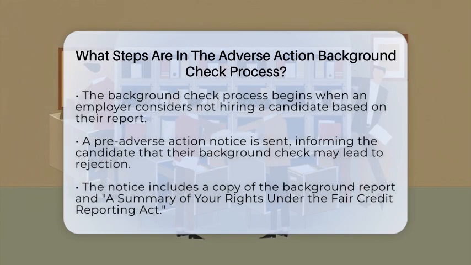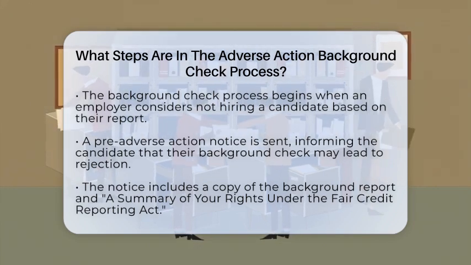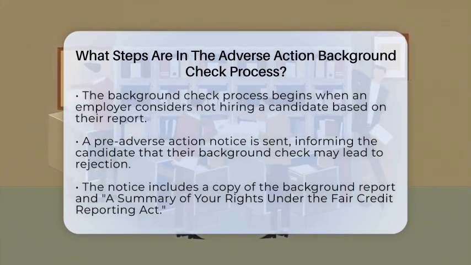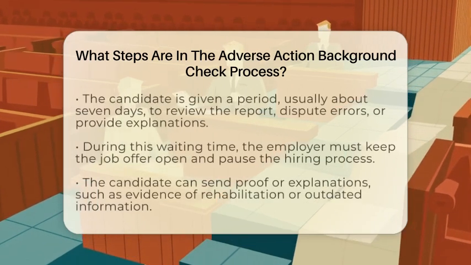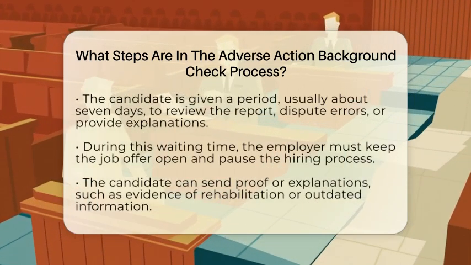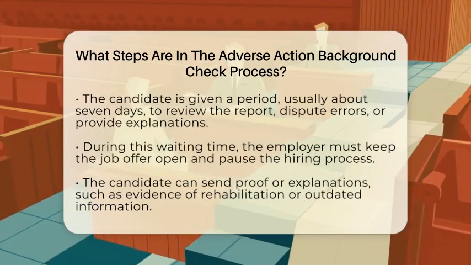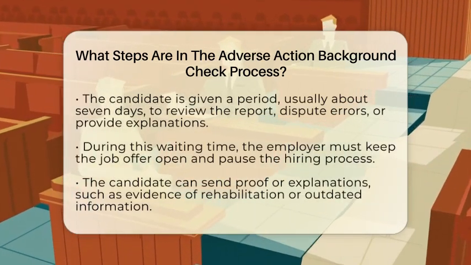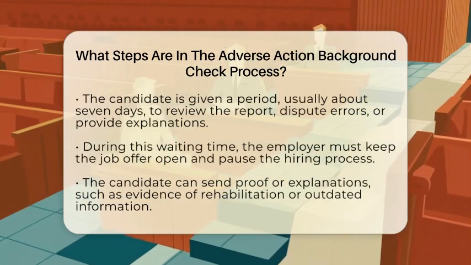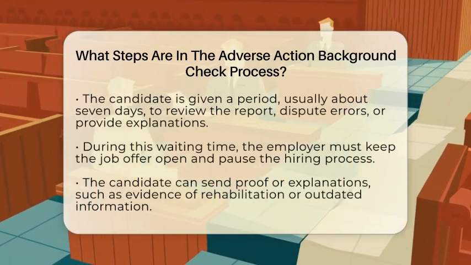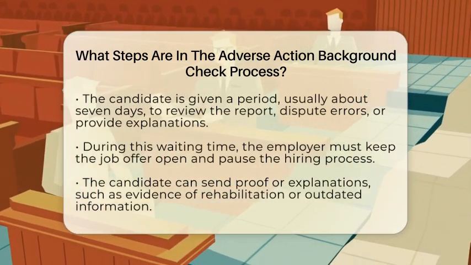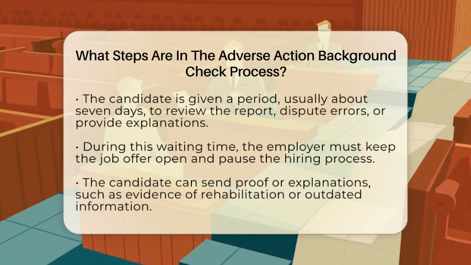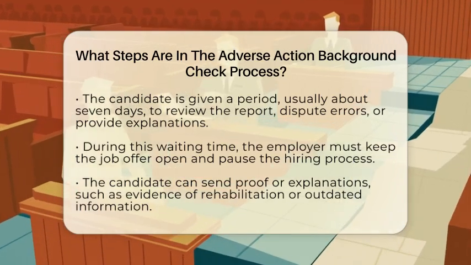It includes a copy of the background report and a document called a summary of your rights under the Fair Credit Reporting Act. This gives the candidate a chance to see what the employer sees and to check for errors. The notice can be sent by email or mail, depending on what the employer prefers. Some states may require extra disclosures, so employers need to be aware of local laws.